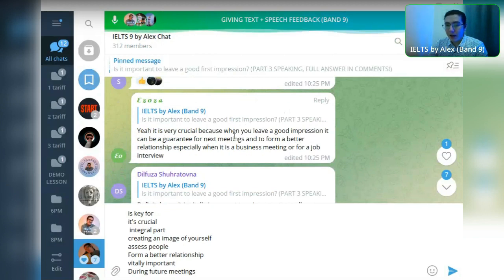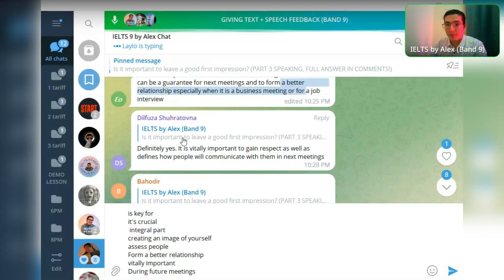It can be a guarantee for next meetings. Guarantee for next meetings doesn't really make sense. I guess you would say it can guarantee. So be is not the verb, guarantee is the verb. Yes, it is very crucial, because when you leave a good impression, it can guarantee the other person will want to meet you and you can form a better relationship, especially when it is a business meeting or for a job interview. So in that case, it's better. It is vitally important to gain respect as well as to define, as well as this, it defines how people will communicate with you in the next meetings.